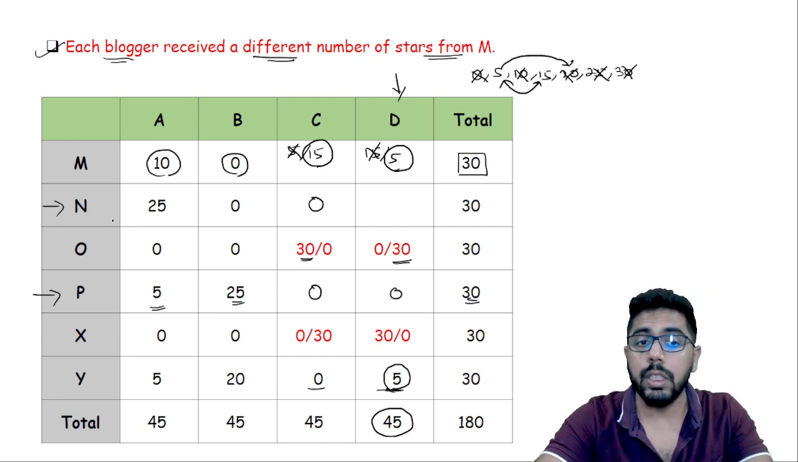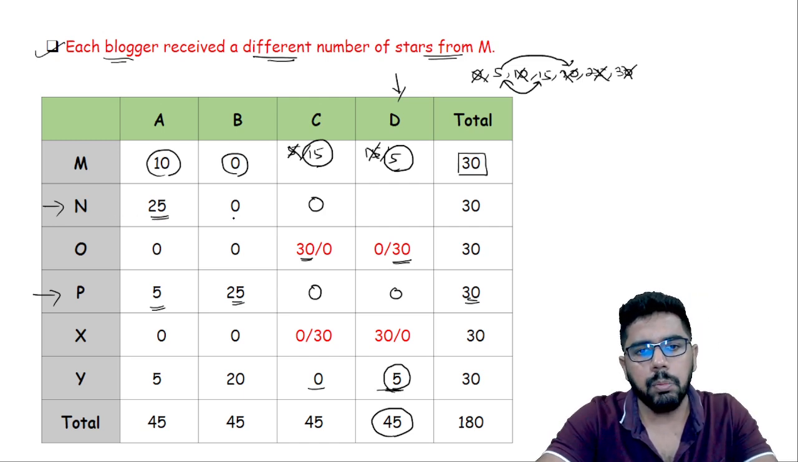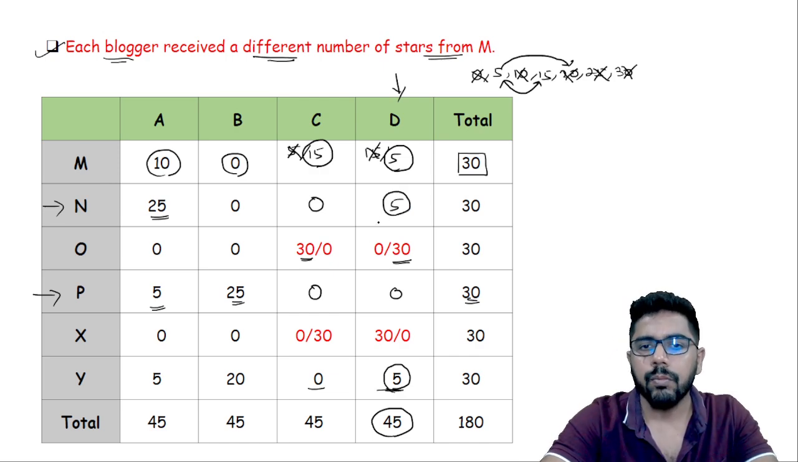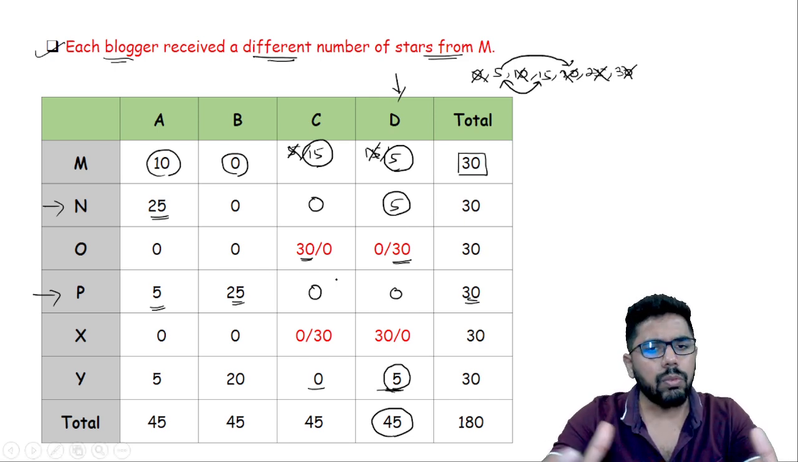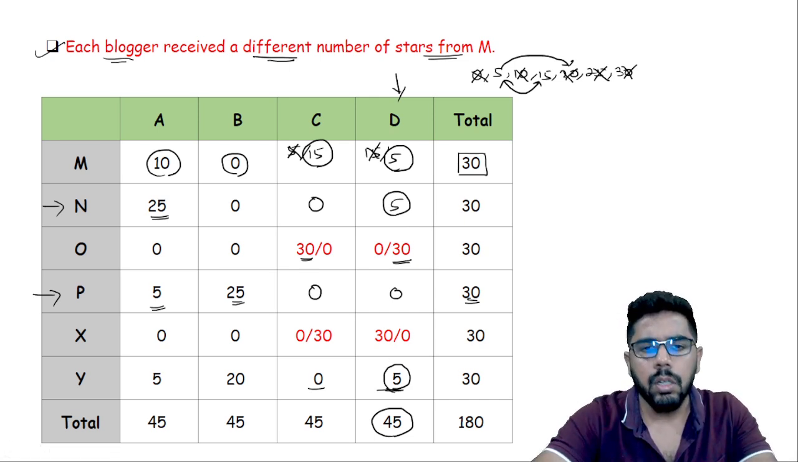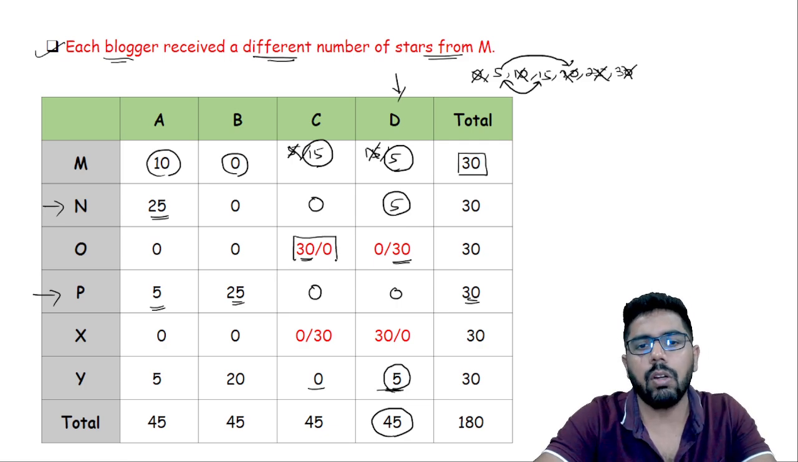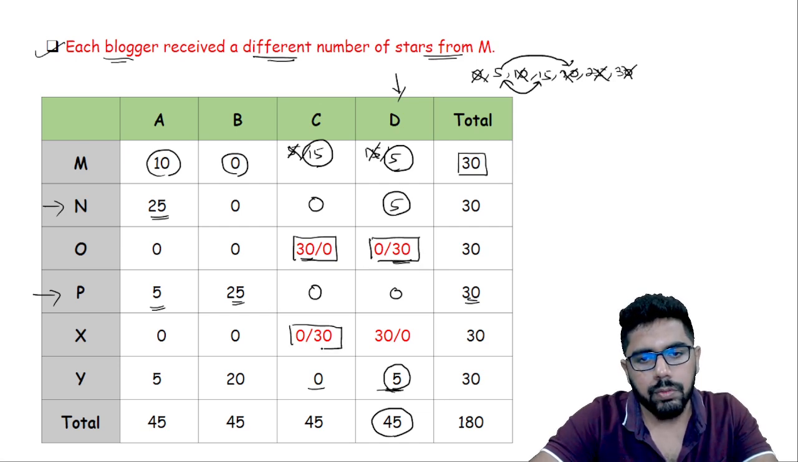N has total 30 stars. 25 given to A, B, C are getting 0 each. So remaining 5 stars will go to D. So D has total now 45. So easily we could complete the entire table, but just these two pieces of information we cannot conclude. Who is getting how much?